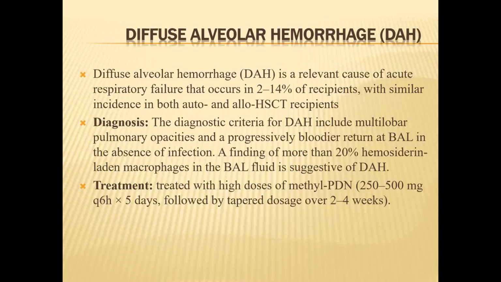Then we will discuss DAH, diffuse alveolar hemorrhage. DAH is a relevant cause of acute respiratory failure that occurs in 2 to 14% of recipients, with similar incidence in both auto and allo transplant recipients. Diagnosis: the criteria for DAH include multilobar pulmonary opacities and progressively bloodier return at the bronchoalveolar lavage in the absence of infection. The finding of more than 20% hemosiderin-laden macrophages in the bronchoalveolar lavage fluid is suggestive of DAH. Treatment is mostly done with methylprednisolone 250 to 500 mg 6 hourly over 5 days.